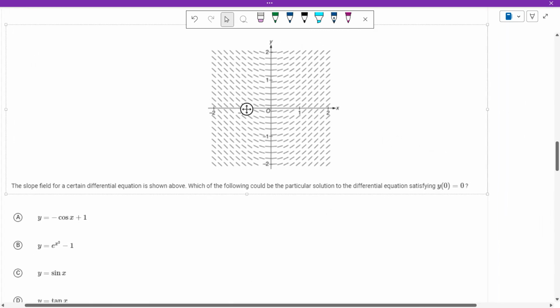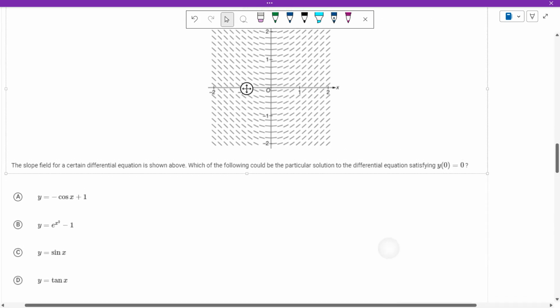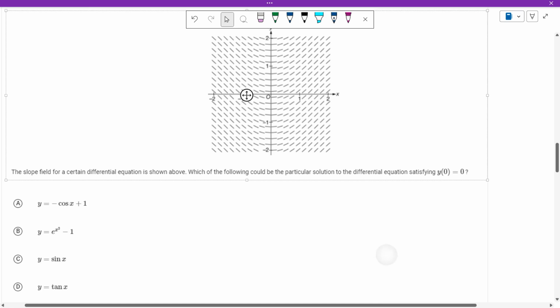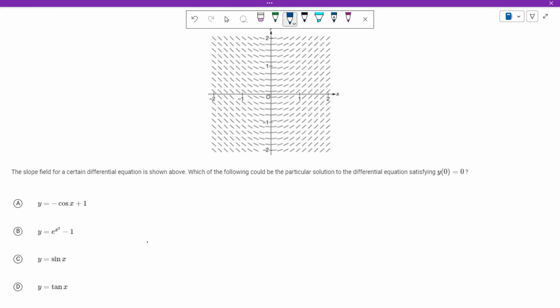Slope field for this one. Does this look like the cosine curve? No, the cosine curve goes up and down and up and down. So that doesn't look quite right. Sine, tangent, I don't know if any of those are quite right. e to the x squared minus 1. So if we start at 0, e to the 0 is 1, minus 1 is 0. So that would make sense. And then you try the rest of the x values. So that might work.